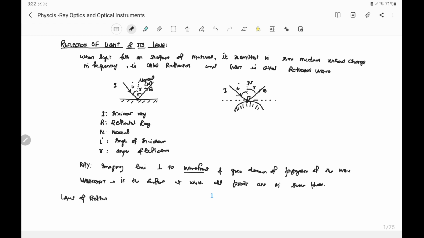There are two laws. First, the incident ray, reflected ray and normal are coplanar. That means all these three lie in the same plane. And the angle of incidence is equal to the angle of reflection. So these are the two laws that are known as the laws of reflection.